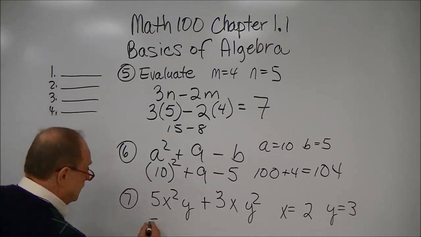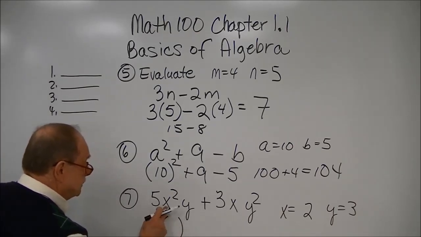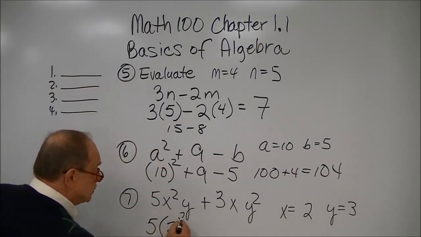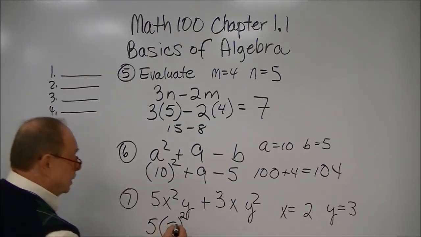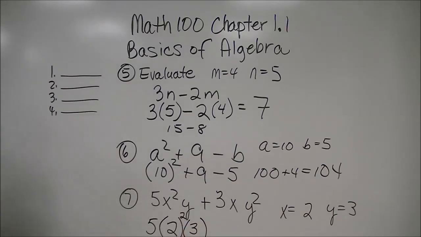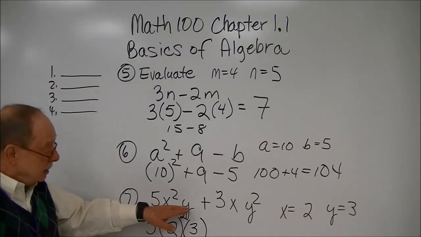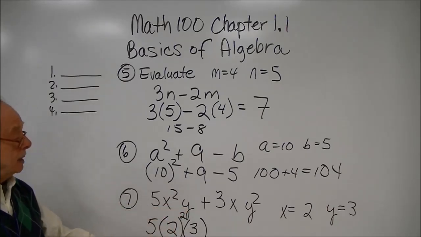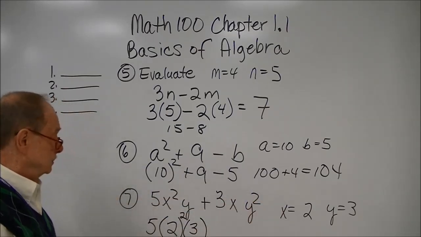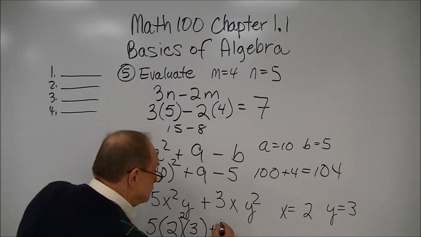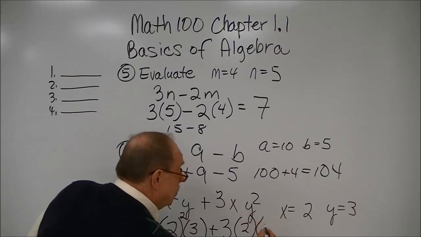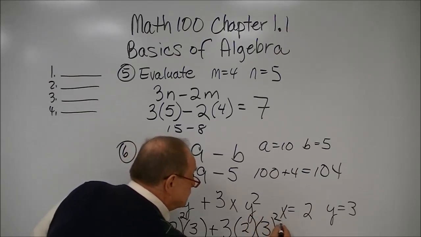You're going to put the 5, parentheses for the x, and we say the x is 2. And we're going to square that 2. Then we're going to put a y in there in parentheses as a 3. So we've just changed it from algebra to arithmetic by replacing the letter, the variable, with a known value. X is 2. Now the y, which is 3, is the one that's squared.